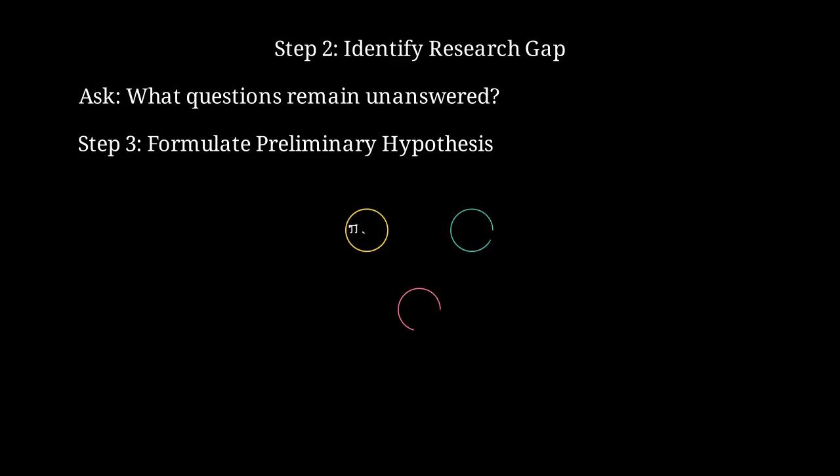Step 2 is identifying a specific gap that hasn't been adequately addressed. Ask yourself, what important questions remain unanswered in this field? Step 3 is formulating your preliminary hypothesis based on theory and gaps. Your hypothesis emerges from the convergence of existing theory, available evidence, and the identified research gap.